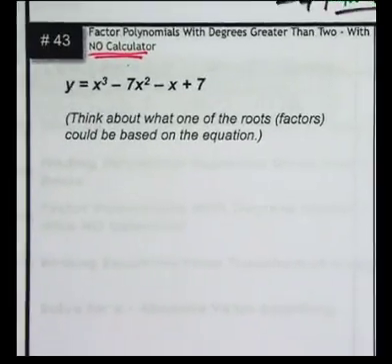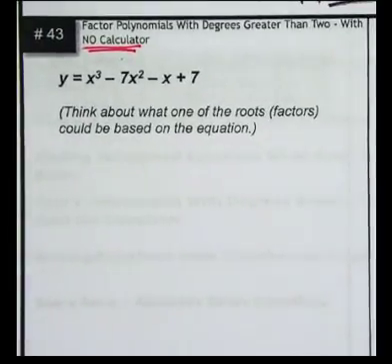All right, welcome to Target 43. Target 43 is factoring polynomials greater than degree 2 without a calculator. In order for this to work, you're going to have to factor. Factoring means it divides in evenly.